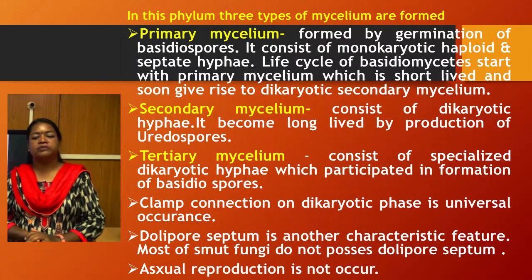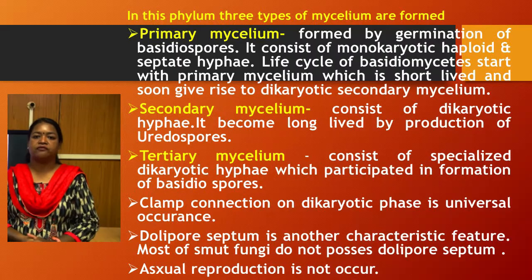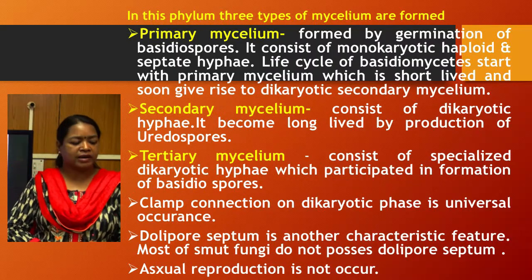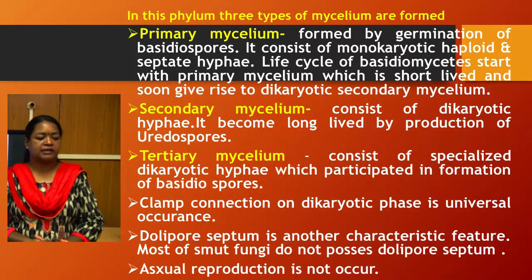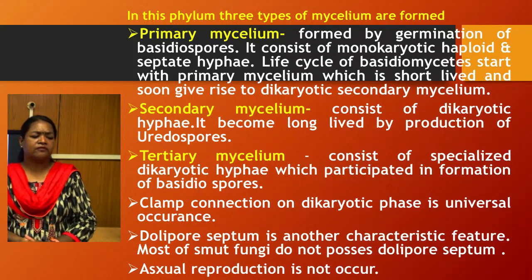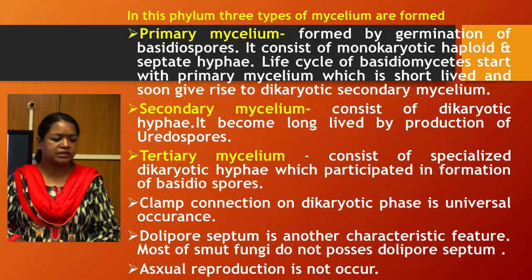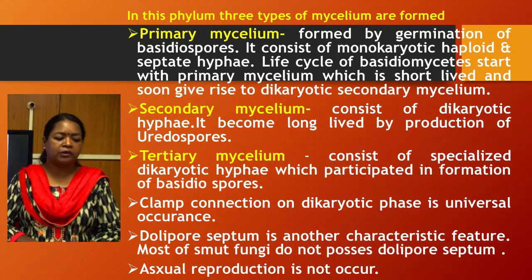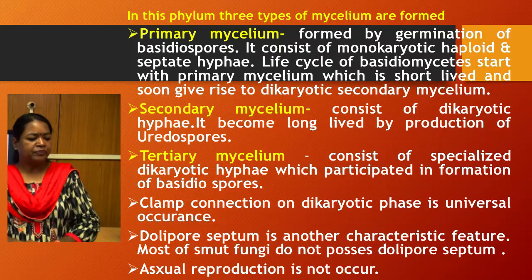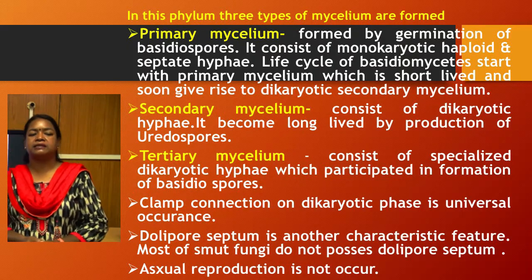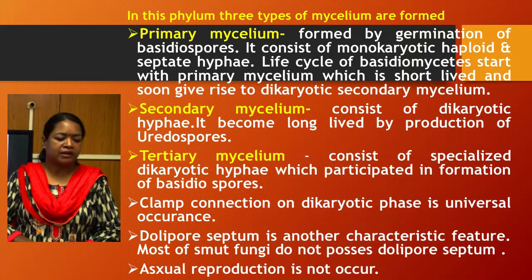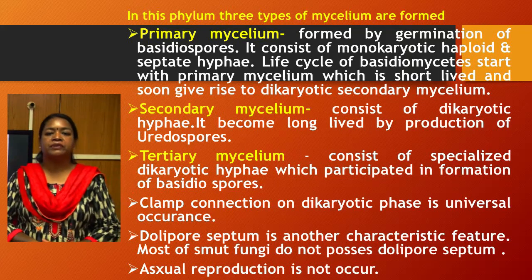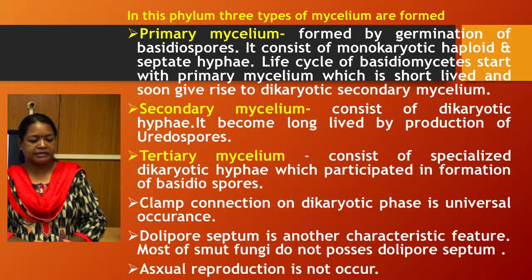In this phylum, 3 types of mycelium are formed. First is primary mycelium, second is secondary mycelium, and third is tertiary mycelium. Primary mycelium is formed by germination of basidiospore. It consists of monokaryotic, haploid and septate hyphae. The life cycle of Basidiomycetes starts with primary mycelium, which is short-lived and soon gives rise to dikaryotic secondary mycelium.